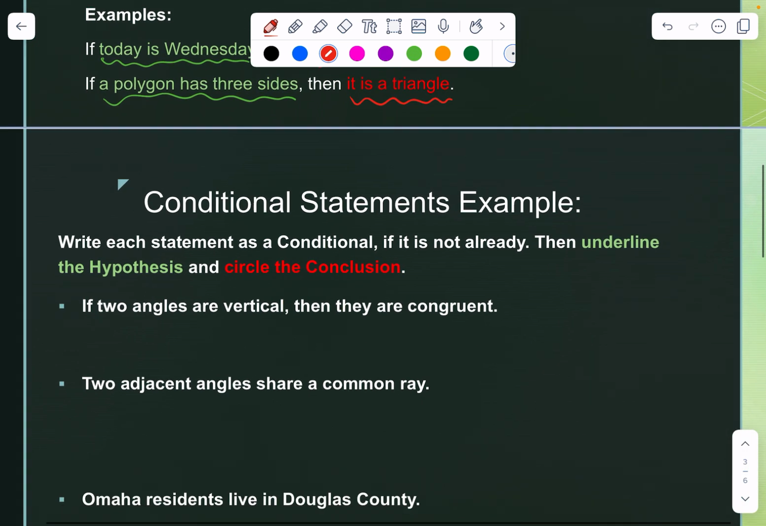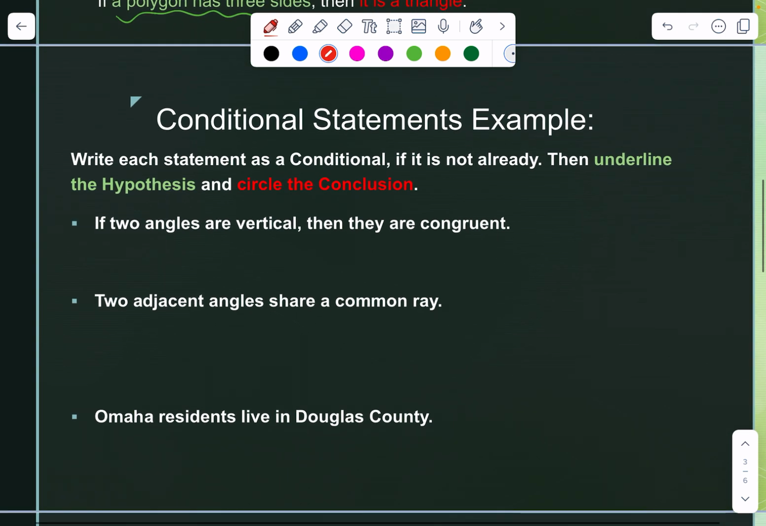Okay, so let's try that. Let's see if we can do this. We're going to write each statement as a conditional if it is not already. Then I would like you to underline the hypothesis and circle the conclusion. So let's start at the first one. If 2 angles are vertical, then they are congruent. It is already written as a conditional. My hypothesis is 2 angles are vertical. The conclusion then is they would be congruent.